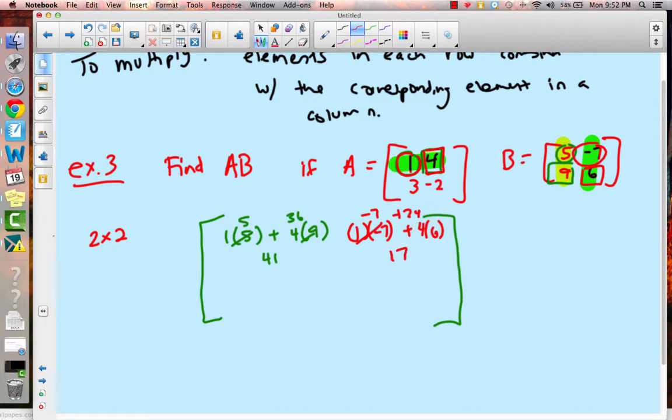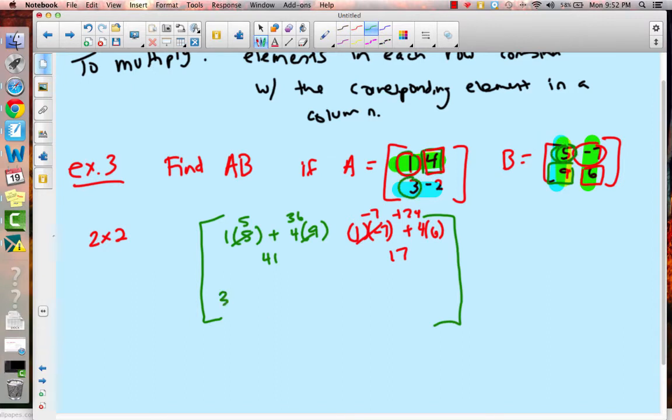Okay? Now we've done all of our columns in B, so now we have to move on to the second row in the first one. So go back to our highlighter. So I'll do this in blue. So row 2, and now column 1. Okay. So row 2, we're going to take first element and first element.